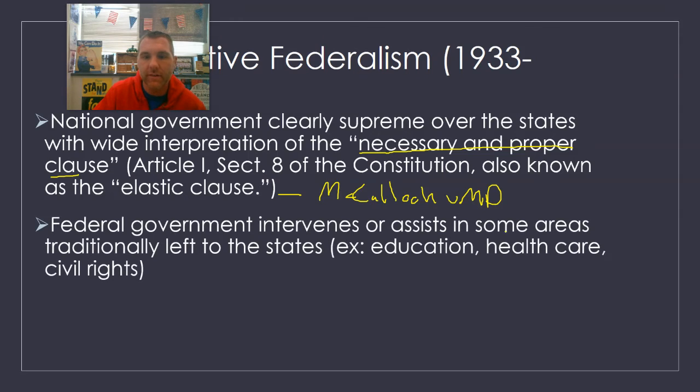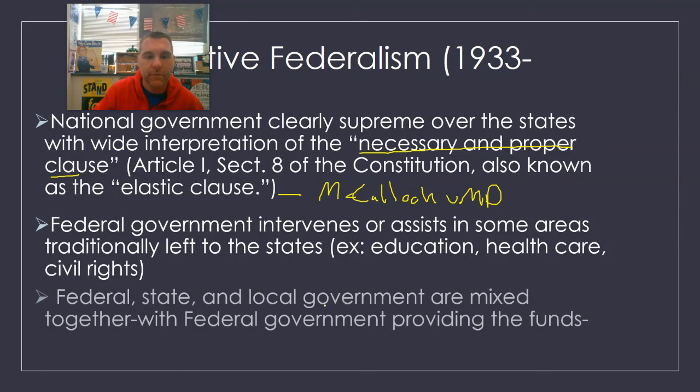So the federal government is going to intervene in a lot of areas: education, healthcare, civil rights. Federal, state, and local governments are mixed together with the federal government providing the funds. And this is kind of like your test question. Like, what is cooperative federalism? It's when it's all kind of mixed in together, but the federal government is involved.